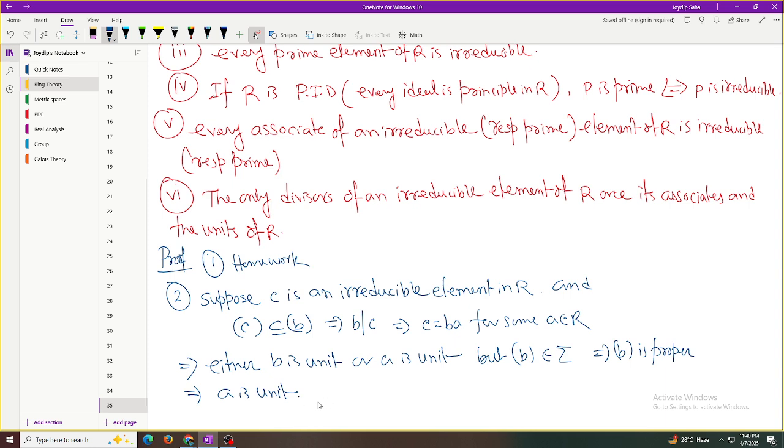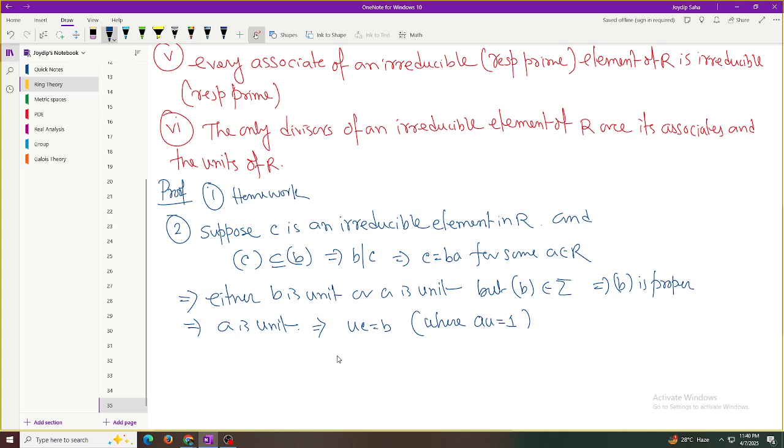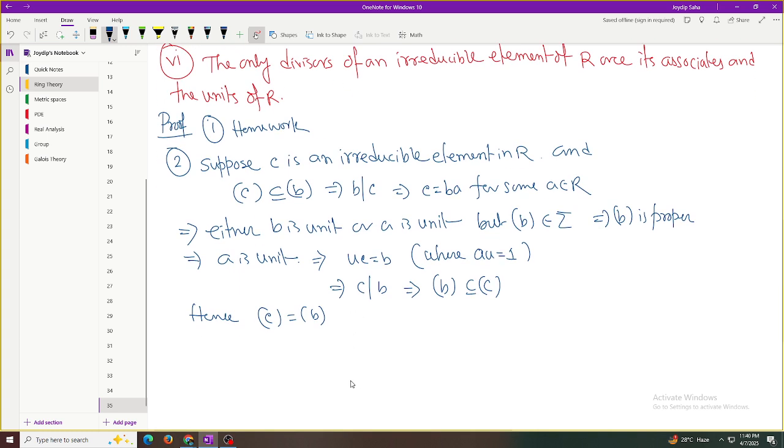Now if A is a unit, this implies UC equals B, where AU equals 1. This implies C divides B. This implies the ideal of B is a subset of the ideal of C. Hence C is B. Therefore C is the maximal element of sigma.